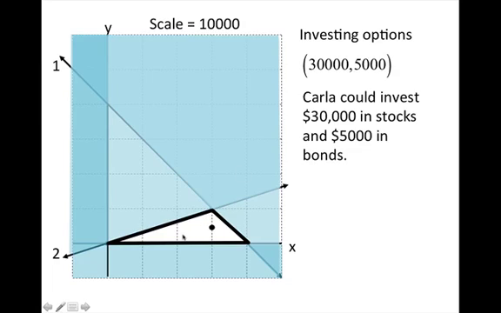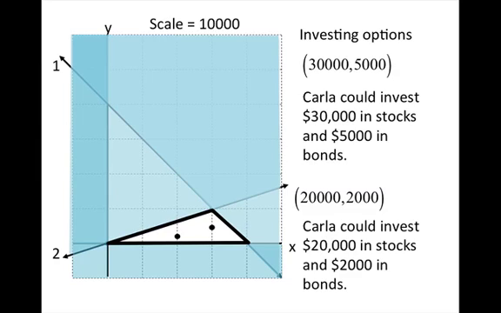I could also use another ordered pair. Let's look at this point right here. And we'll just estimate that to be 20,000, 2,000. Or if you made that 20,000, 1,000, that would be fine. Just any point in that solution area. Well, this means Carla could invest $20,000 in stocks and $2,000 in bonds. So these are just her possible investing options. In the next couple of lessons, we're going to look at which of these combinations would be the best investing options based on what Carla wants for results with investing her money.